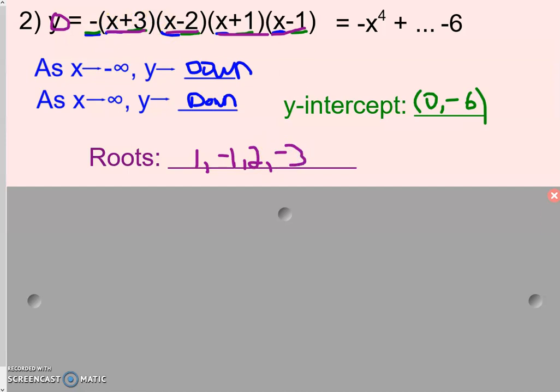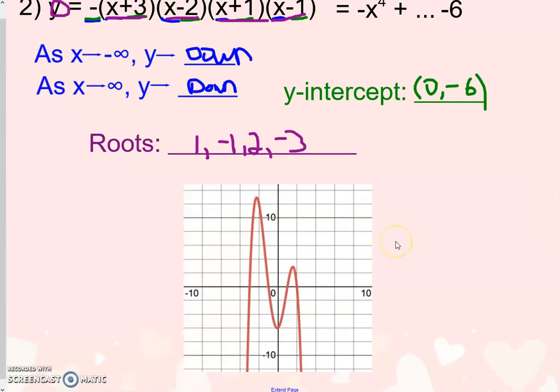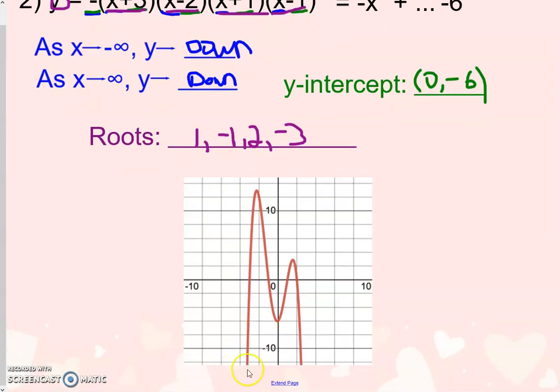And sure enough, if I show you what this looks like, you can see the graph starts down and it ends down. We have a y-intercept at negative 6. And we have roots at 1, at negative 1, at 2, and at negative 3.